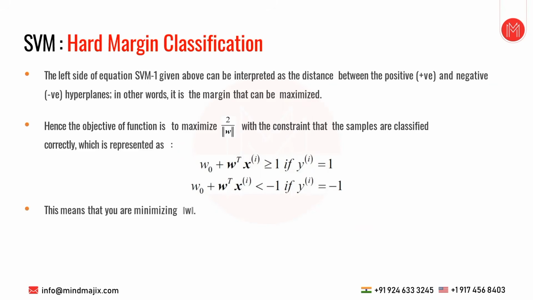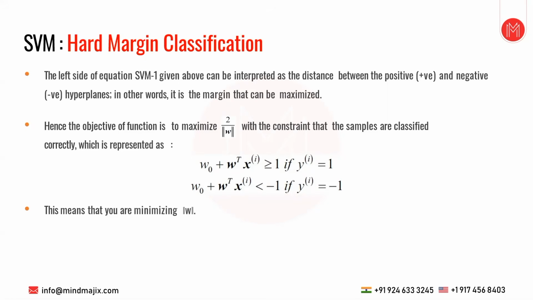The left side of the equation for the support vector machine given above can be interpreted as the distance between the positive and negative hyperplanes. In other words, it is the margin that can be maximized. So what is a hard margin? Whenever the positive samples and negative samples have a large distance from the hyperplane, it is called a hard margin. If the margin is not hard, it is just a little bit okay. How can you maximize that margin? For that, you take 2 divided by the magnitude of weight.